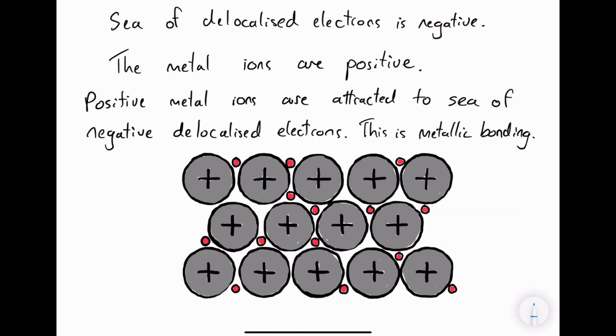So why does the metal stay together? Well, the sea of delocalized electrons is negative and the metal ions are positive. Positive metal ions are attracted to the sea of negative delocalized electrons. This is metallic bonding. Now, these forces of attraction are called electrostatic forces of attraction.